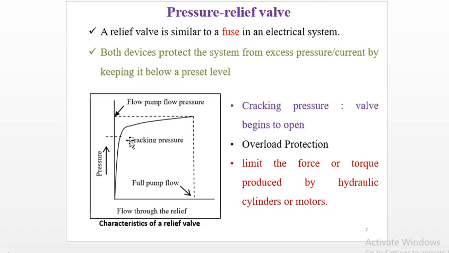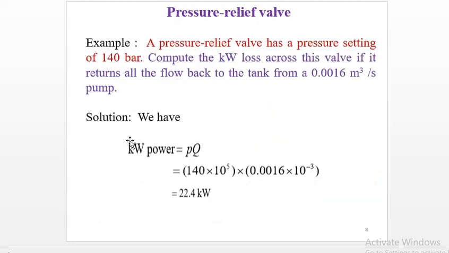So this is regarding the cracking pressure or the characteristics of the pressure relief valve. Then if you take the example, the pressure relief valve has a pressure setting of 140 bar. Compute the kilowatt loss across this valve if it returns all the flow back to the tank from a 0.0016 meter cube per second pump. Suppose kilowatt power is nothing but pressure into discharge.